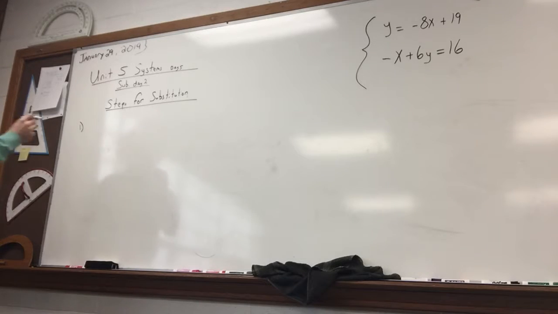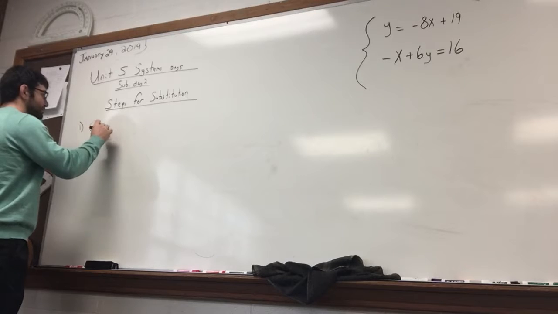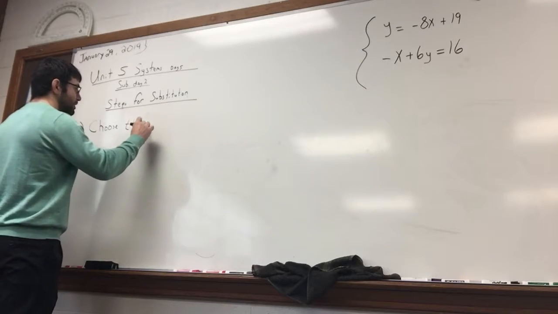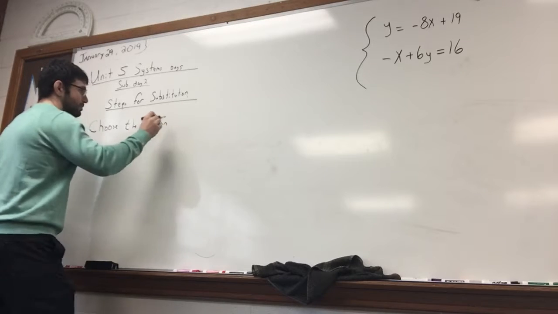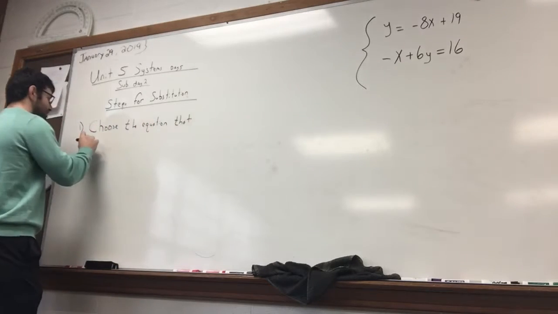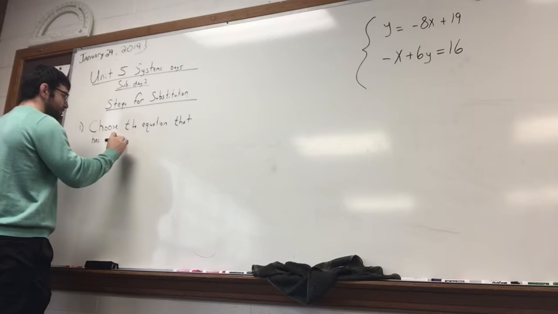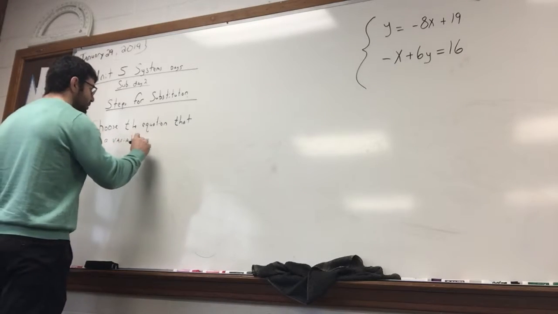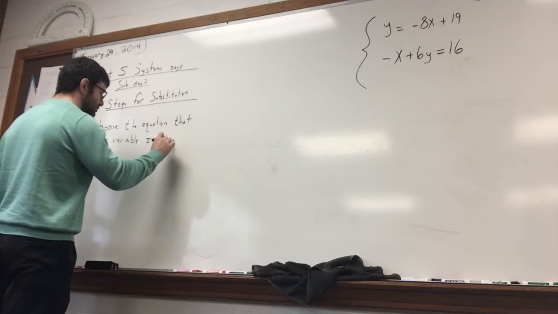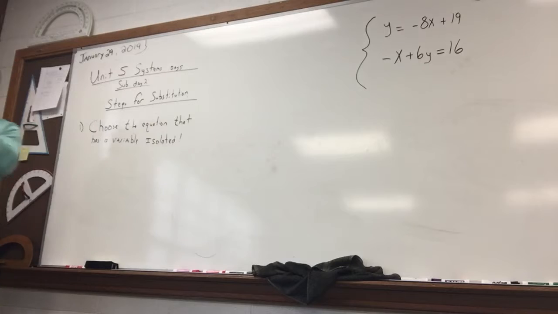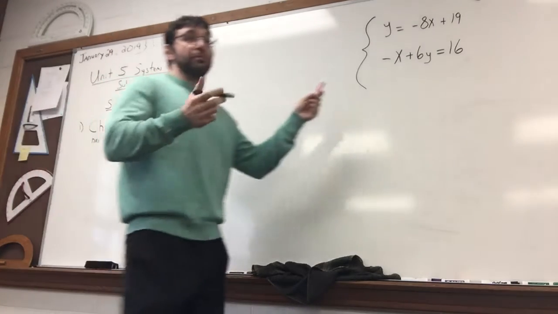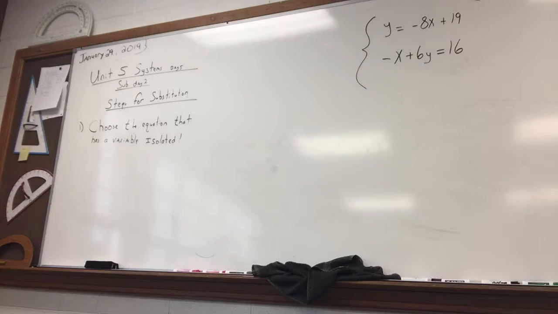So, step one. Choose the equation that has a variable isolated. And we know that isolated means by itself. Okay? So, choose the equation that has a variable isolated. So I'm going to write the step over here, and then we're going to come over and do it. So go ahead and copy down the step. Then we're going to come over, and then we're going to do it.